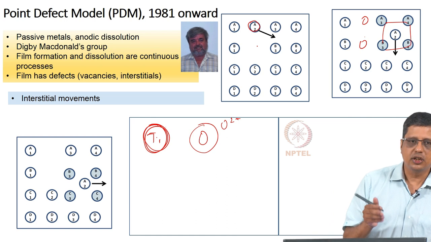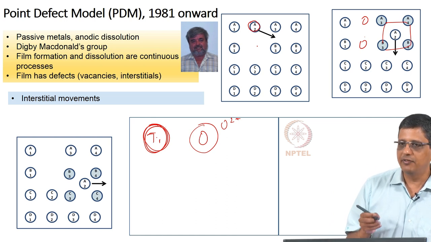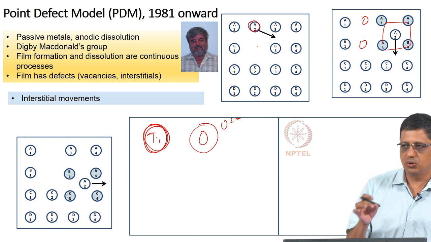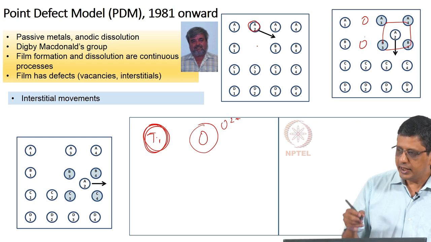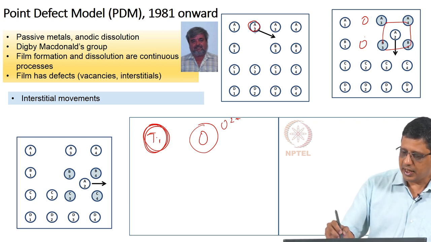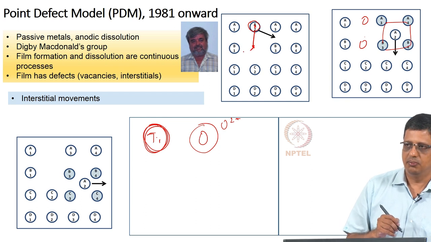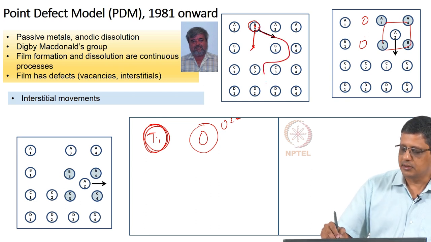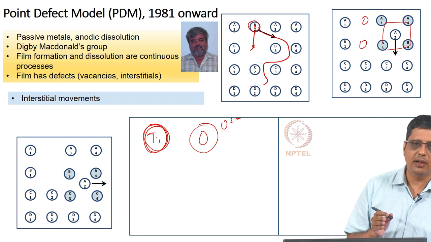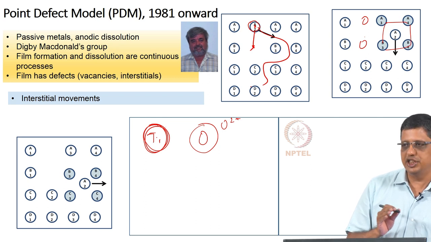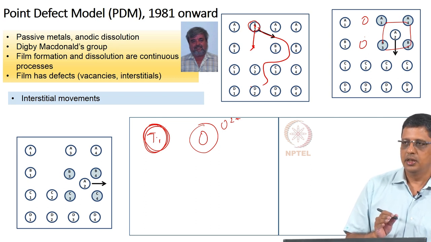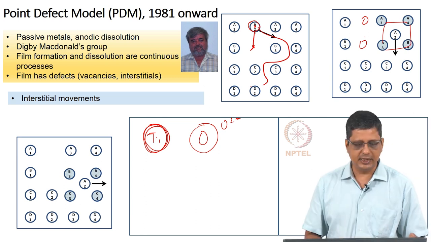So the anion does not usually move within the crystal; it is very hard for a large ion to move through the crystal. It can hop, meaning an anion here can go to the vacancy, no problem, but it cannot go like this. When I say it does not move, I mean it does not move as an interstitial. It can move to vacancies in the lattice.